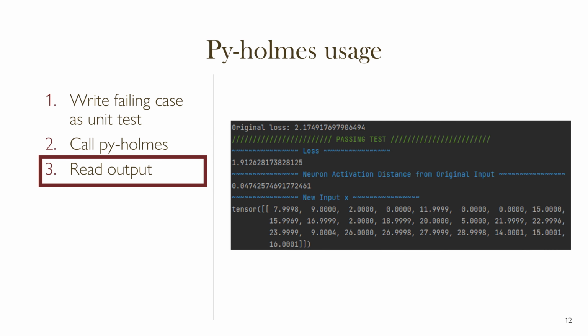Now, PyHolmes presents a report like this for each of the three passing and failing inputs that elicited the most similar neuron activation in the final embedding layer. For brevity, this slide shows only one passing input. PyHolmes shows the model's loss on the original failing input, whether this new input provided by PyHolmes passed or failed, the model's loss on this new input, the difference in activation of the final embedding layer between the original input and this one, and the value of the new input tensor.